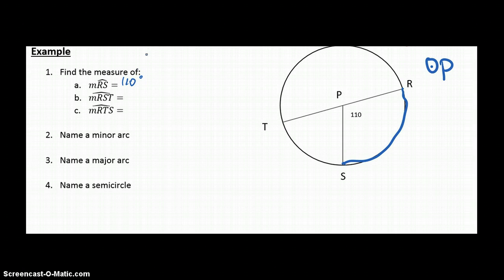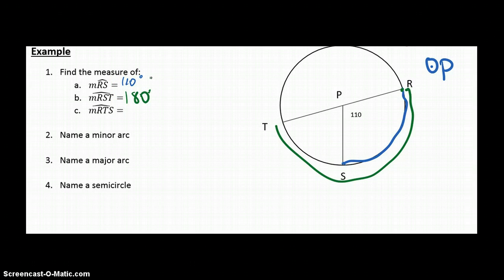Now let's look at the measure of arc RST. So RST, again, I'm going to take my pen, I'm going to go on R, I'm going to trace it all the way around to T. This is a semicircle. I go from one end of the diameter to the other, so that means that this arc is going to be half of the circle, which is 360 divided by 2, or 180 degrees.